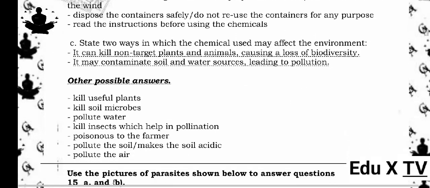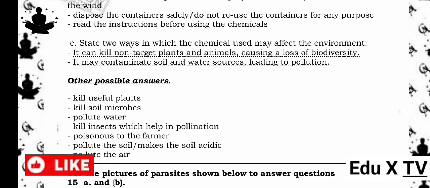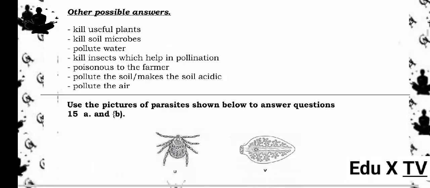C. State 2 ways in which the chemical used may affect the environment. It can kill non-target plants and animals, causing a loss of biodiversity. It may contaminate soil and water sources, leading to pollution. Other possible answers: kill useful plants, kill soil microbes, pollute water, kill insects which help in pollination, poisonous to the farmer, pollute the soil, or makes the soil acidic, pollute the air.